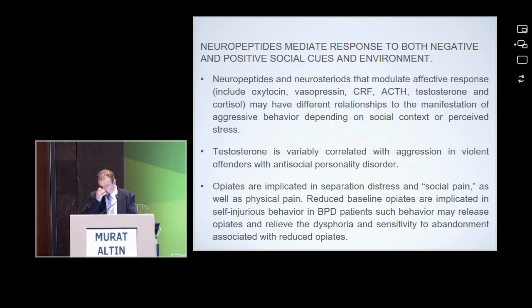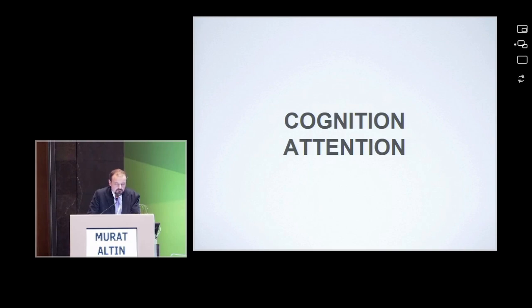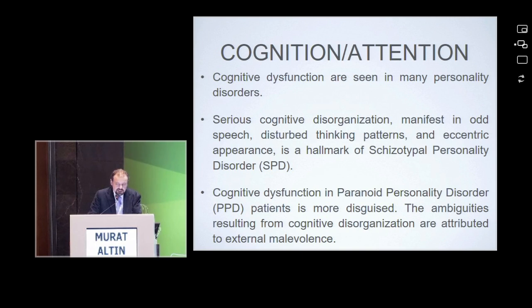Many neuropeptides also interfere. Opiates have a very clear effect. Oxytocin is involved in social cognition and interaction across species and plays a crucial role in the regulation of affiliative behaviors, and the oxytocin reaction is being determined by childhood trauma. The oxytocin reaction is better with the childhood trauma, and when you work with these people, oxytocin levels are less when compared with non-BPD patients.